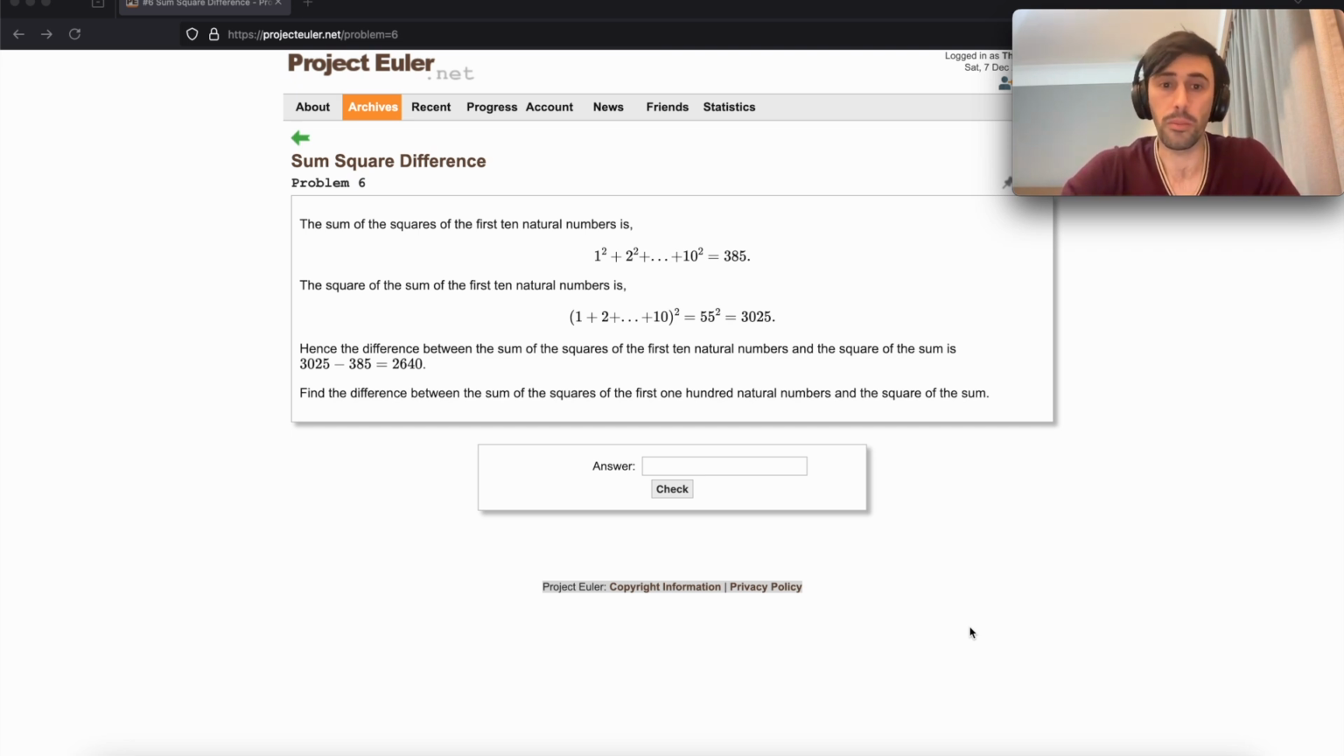Hence, the difference between the sum of the squares of the first 10 natural numbers and the square of the sum is 3025 minus 385, and you have 2640. Find the difference between the sum of the squares of the first 100 natural numbers and the square of the sum. Okay, so basically this is sum of sequences. There are two ways to solve this. There is the coding way and there is the mathematical way, right?